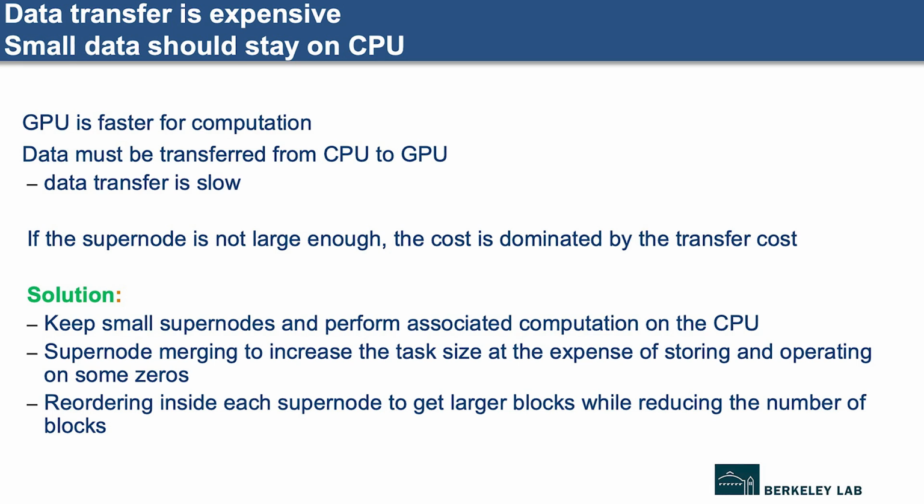So to solve this problem, we keep small span nodes on the CPU and perform the associated computation on the CPU. We also perform span node merging to increase the task size at the expense of storing and operating on some zeros. We also perform reordering inside each span. So we get larger blocks and fewer blocks, and our second algorithm, RLB, runs on these blocks, and when these blocks are larger, it performs better.